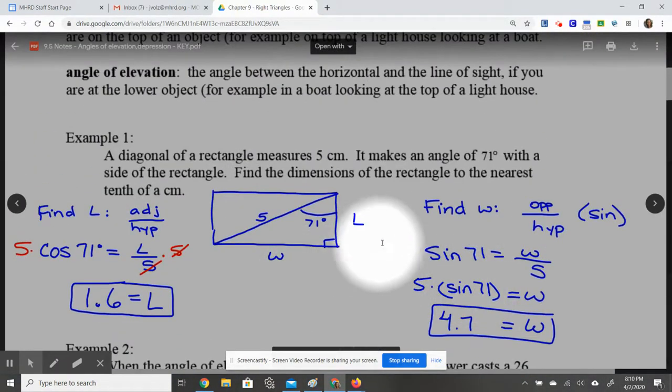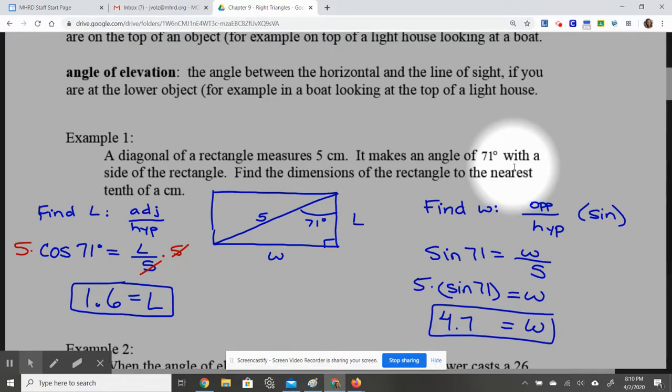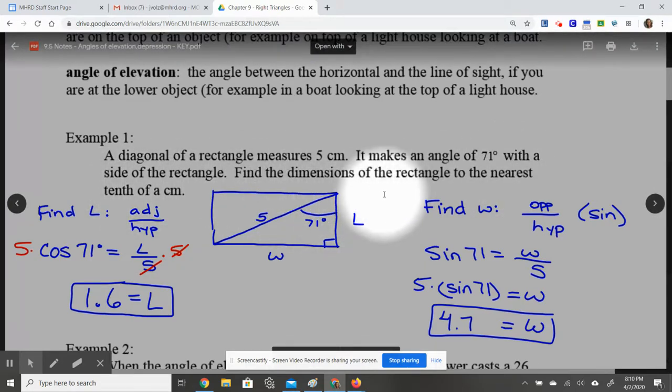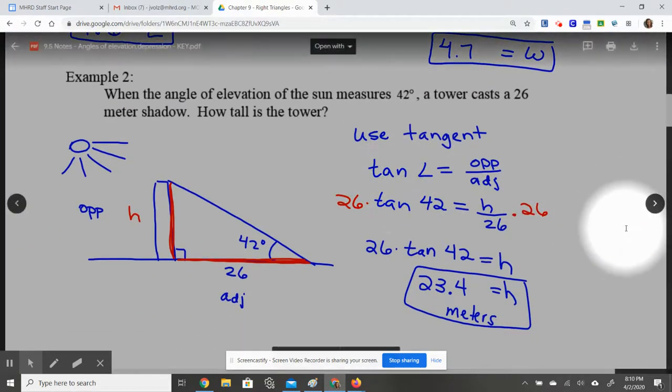So there's our length and width, the dimensions of the rectangle, to the nearest tenth of a centimeter. Okay, moving on to example 2.